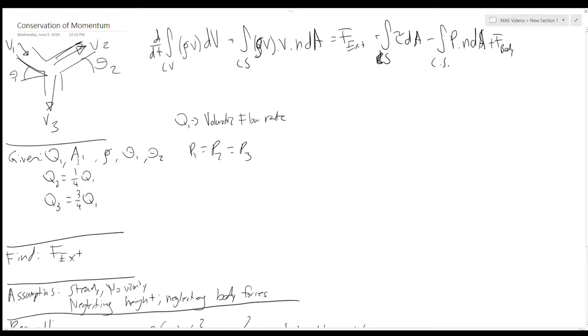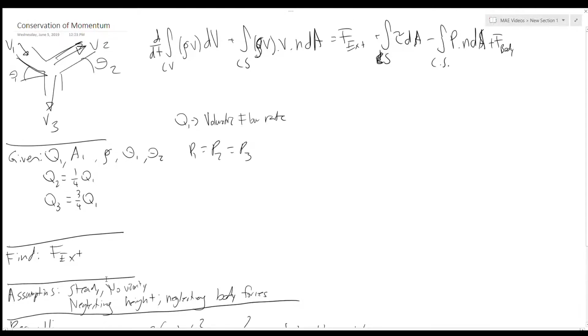Next, we're given our volumetric flow rate at 0.1. So we're given how much water comes out of this hose or jet stream. We know the area of this jet stream. We know that the density is going to be uniform throughout. And we're given the angles theta 1 and theta 2. We also know that there is no gauge pressure, so pressure 1 equals pressure 2 equals pressure 3. And we know that this Q2 stream is 1/4 of the entire volumetric flow rate, and Q3 is 3/4 of the entire volumetric flow rate. We're trying to find the external force in both the x and y direction.